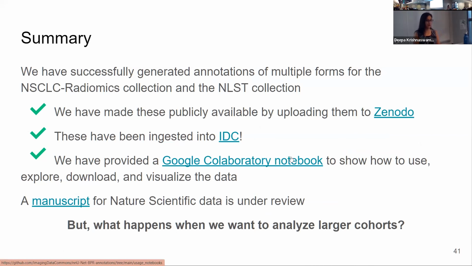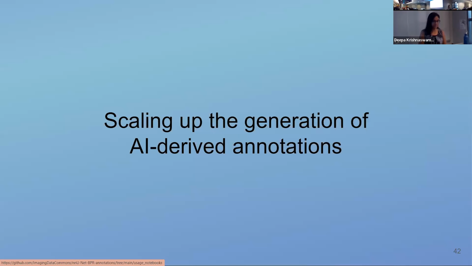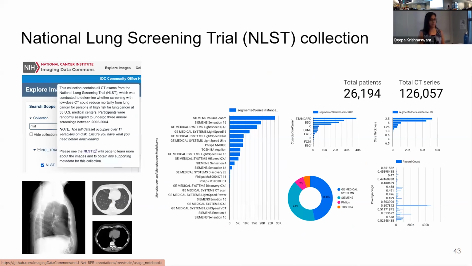And so as a summary, we've made all of our data and AI annotations available by uploading them to Zenodo and into the repository itself. And we've shown you notebooks on how to interact with this. So this is great, but we only analyzed maybe 1,000 patients or so. So what happens now when we want to scale this up to all 26,000 patients in that particular NLST collection? This is where I'll talk about the next part, how we actually scale it up.